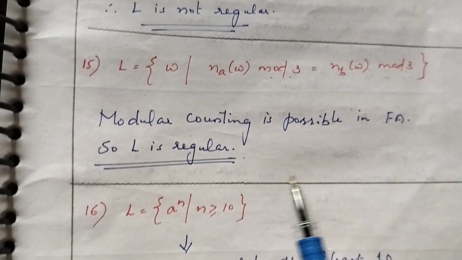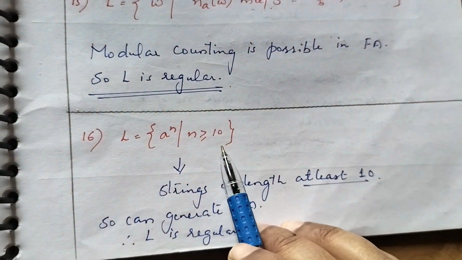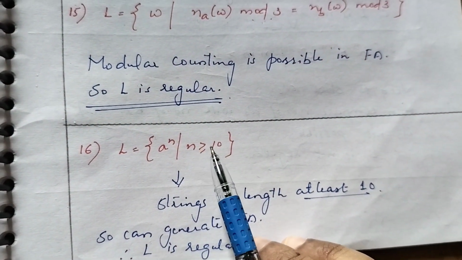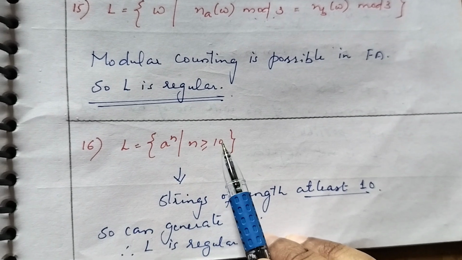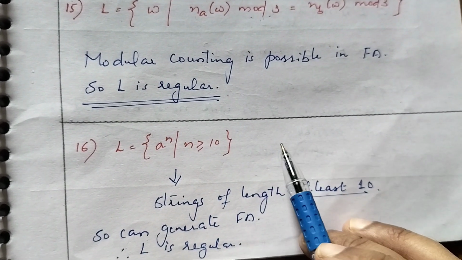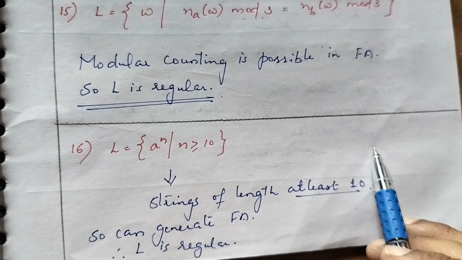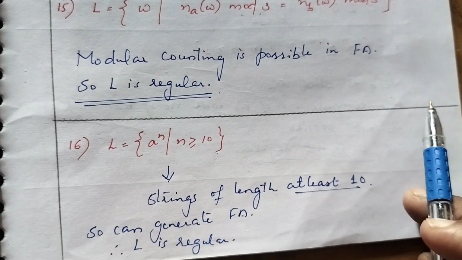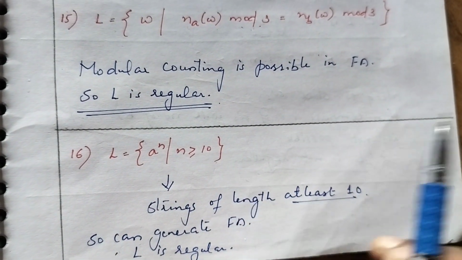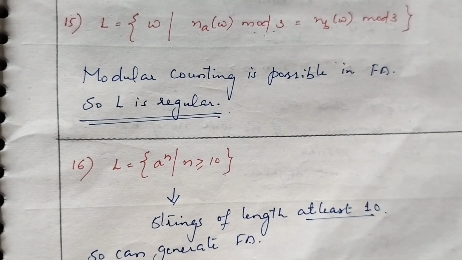Okay, here see A power n such that n is greater than or equal to 10. So the minimum condition is 10 A's, then any number of A's. So you can draw a finite automata for 10 A's, then any number of A's. So this is a regular language. We can draw a finite automata for this particular language.